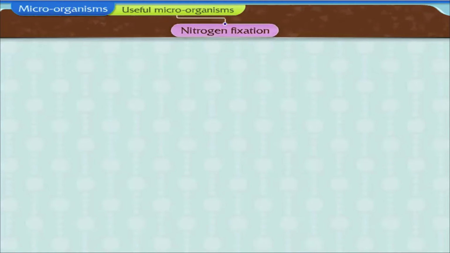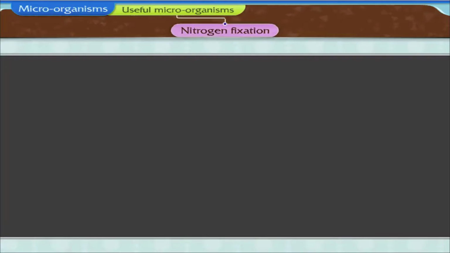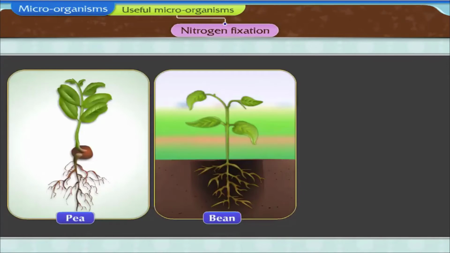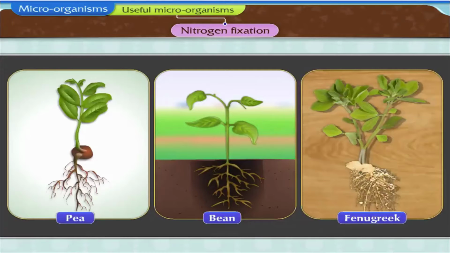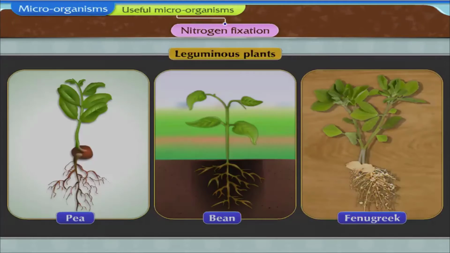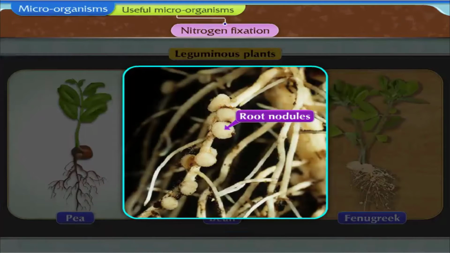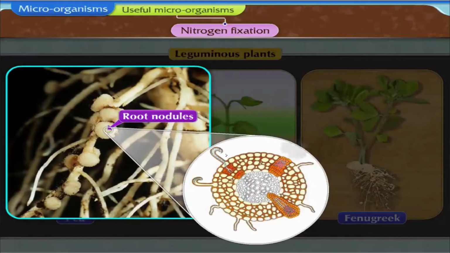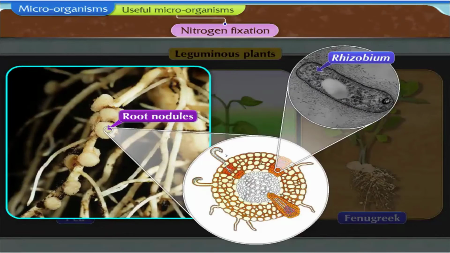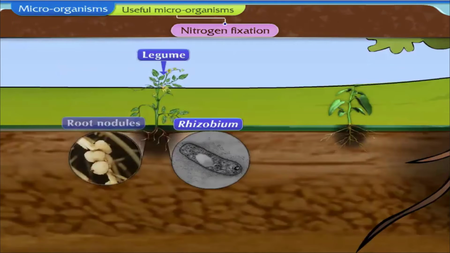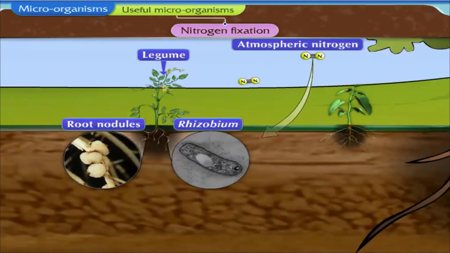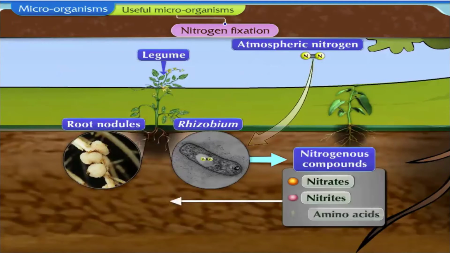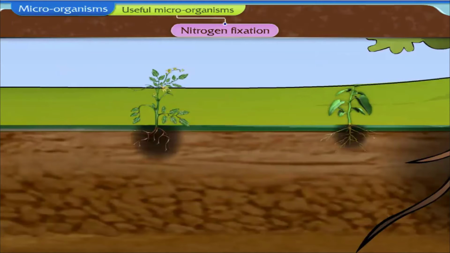Nitrogen fixation. Observe the roots of this pea, bean and fenugreek plant. These leguminous plants have root nodules. These root nodules contain the rhizobium microorganisms. These microorganisms absorb atmospheric nitrogen and convert it into nitrogenous compounds.